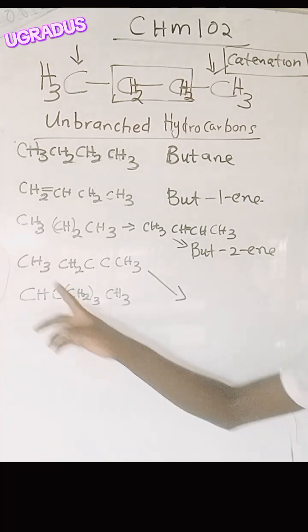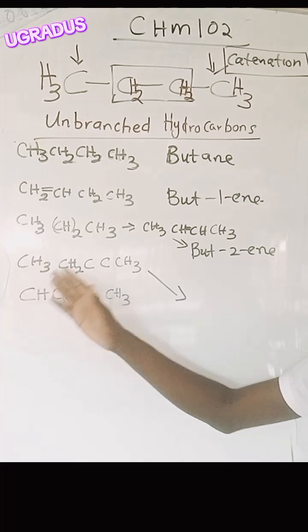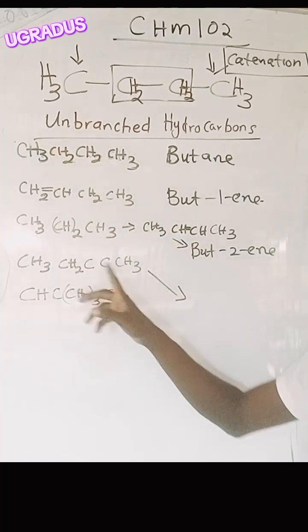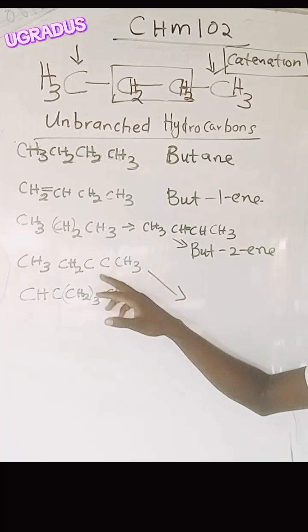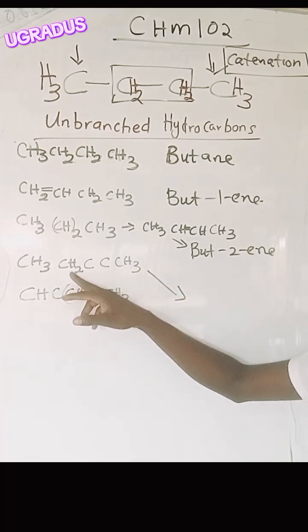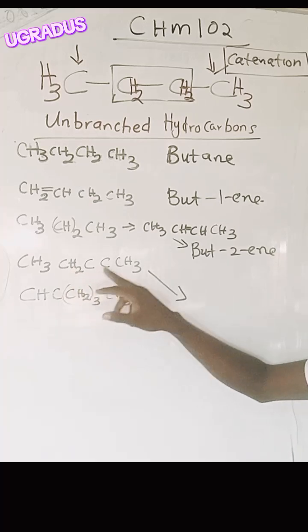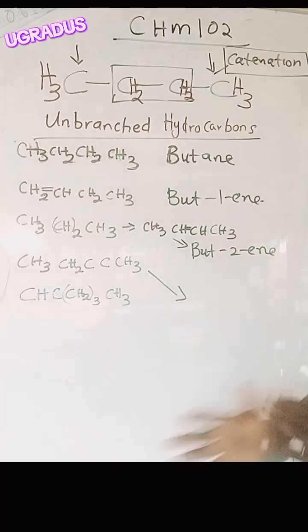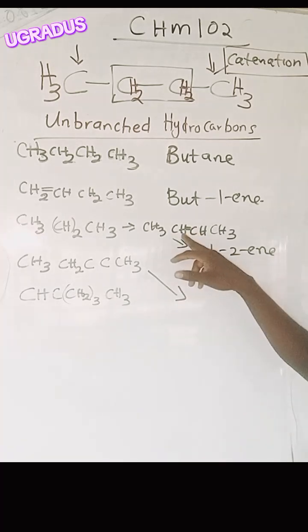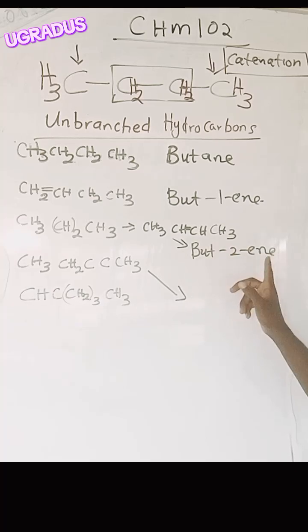If you check, the CH3 here is correct because I said all terminal carbons must have CH3. And this one, CH3, correct. But this CH2 is also correct because all internal carbons must have CH2. But these two carbons don't have any hydrogen at all. That's why they are in.